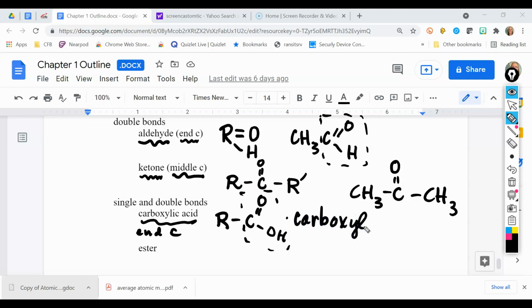Okay, a pretty common one is CH3C double bond O OH. That's called vinegar, also known as ethanoic acid, and so you've seen that one before.